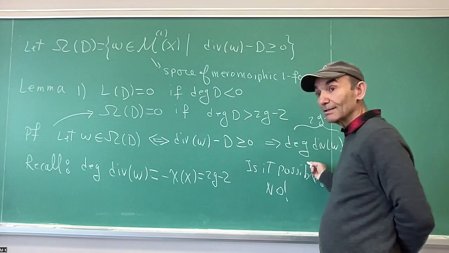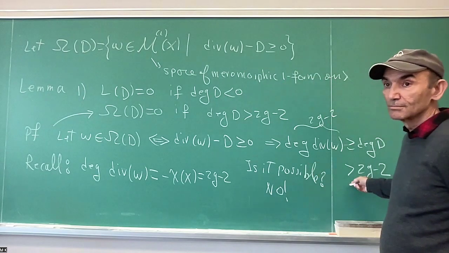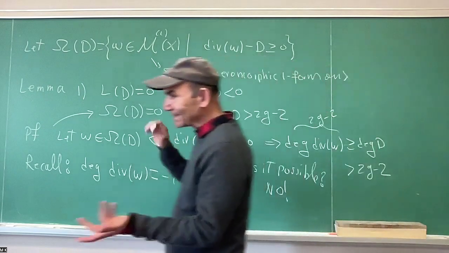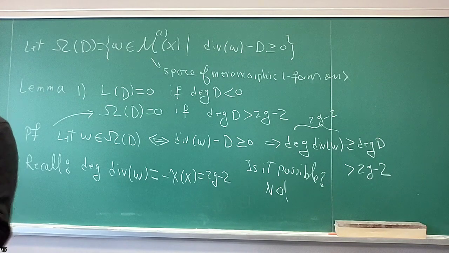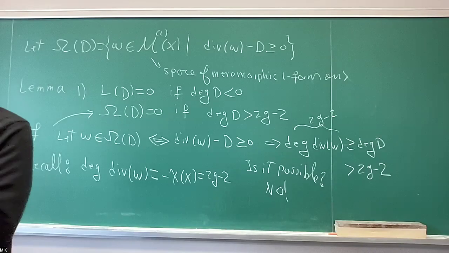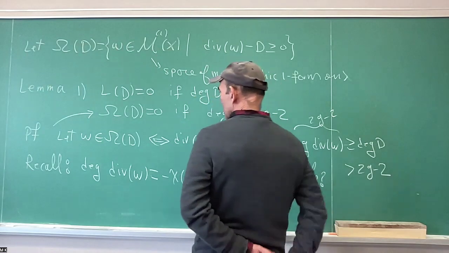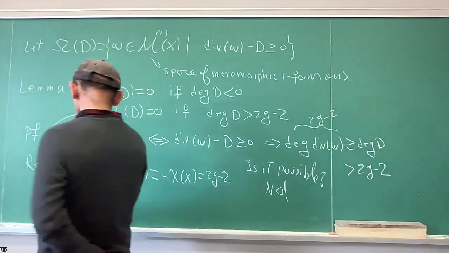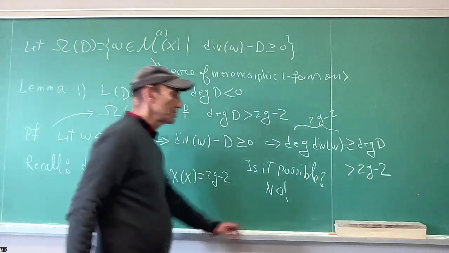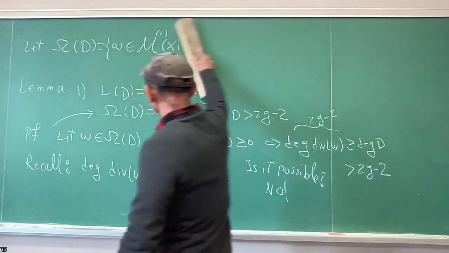Always, for any non-zero omega, 2g minus 2 cannot be bigger than 2g minus 2. So you see, it's a bit similar to the degree of the divisor of f equal to 0, but here the degree of the divisor of omega is fixed, it is 2g minus 2. It's different. So for that reason, that space is also 0.